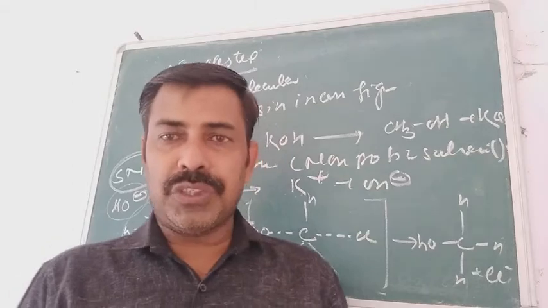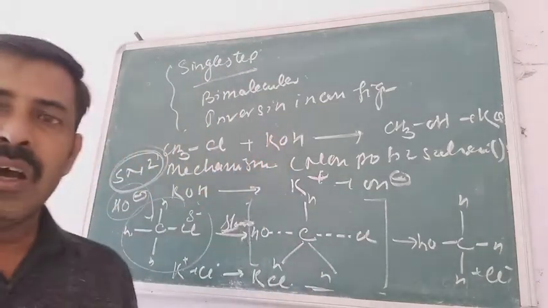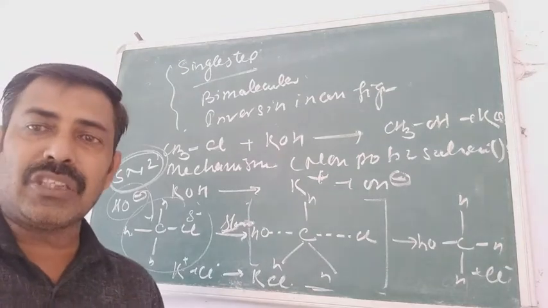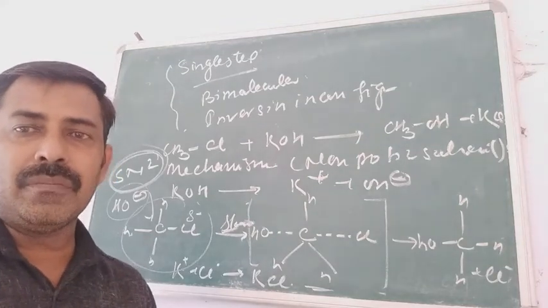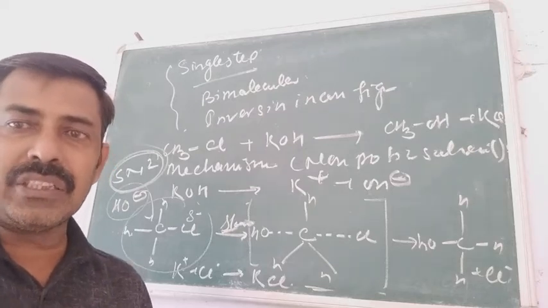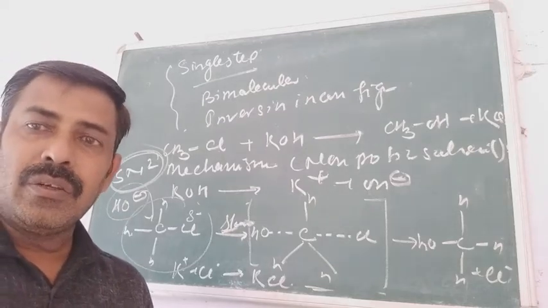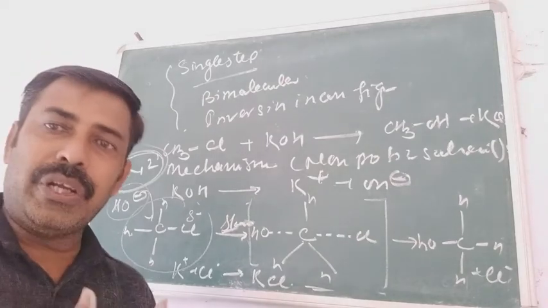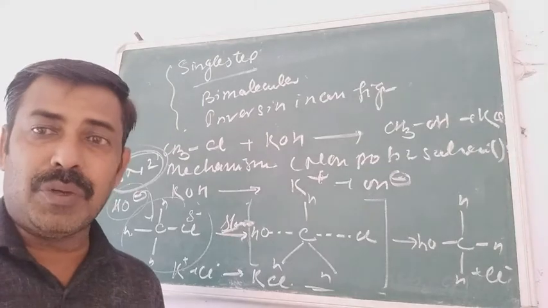Now we are going to see the rate of reaction. How is the rate of reaction determined, what is the rate of reaction in the case of the SN2 reaction? So in the case of the SN2 reaction, the rate would be based on the stability of the intermediate. When the intermediate is more stable, the reaction will be faster.